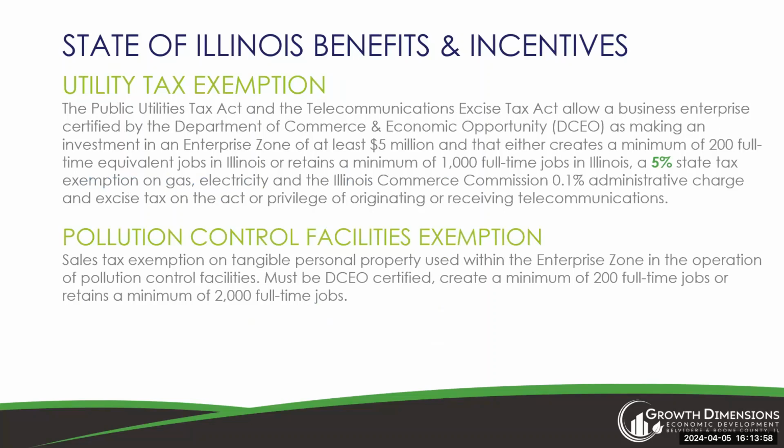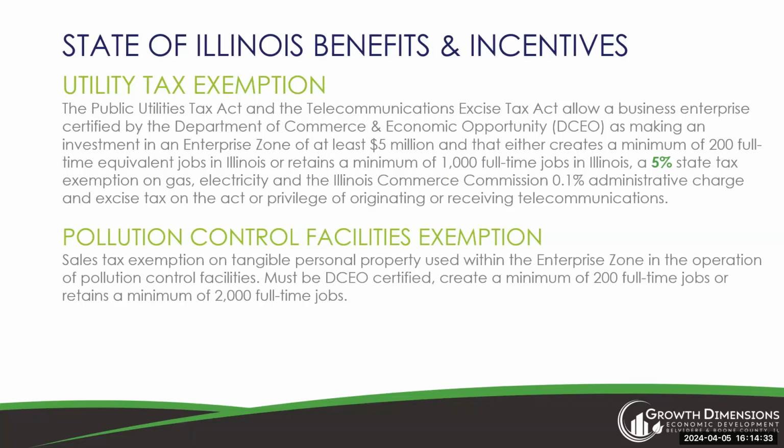The state of Illinois also has the utility tax exemption for companies located within the enterprise zone. The Public Utilities Act and the Telecommunications Excise Tax Act allow a business enterprise to receive a 5% state tax exemption on gas, electricity, and the Illinois Commerce Commission 0.1% administrative charge and excise taxes on the act or privilege of originating or receiving telecommunications. Please note that local utility tax exemptions are not included in this exemption.